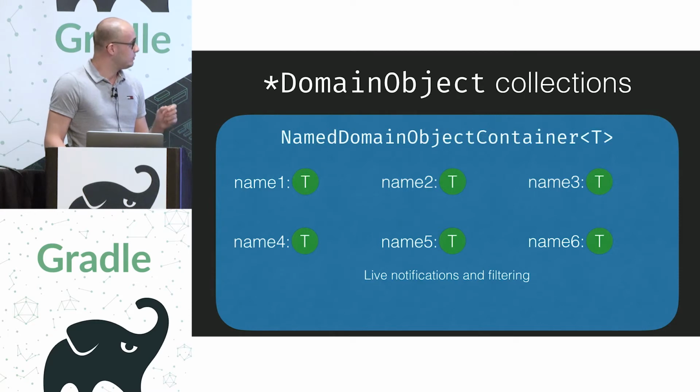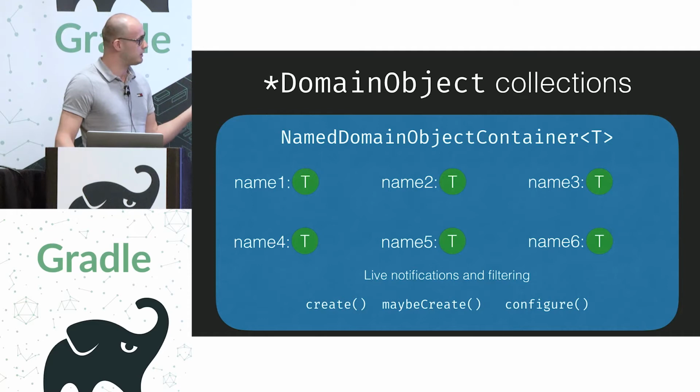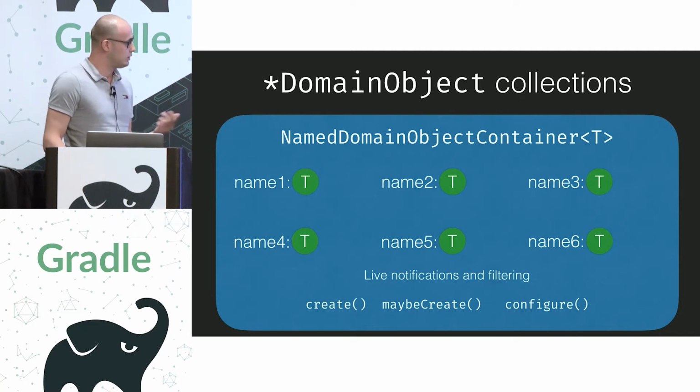And finally, we have named domain object container, and actually this is the class we use the most, which also adds the capability to create objects. It knows how to create them.